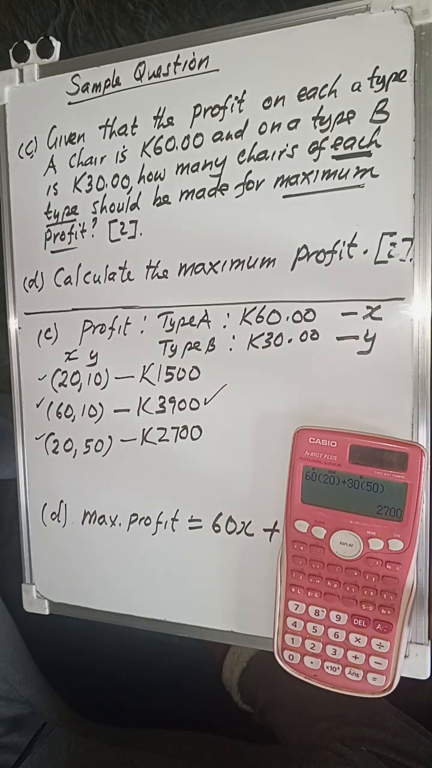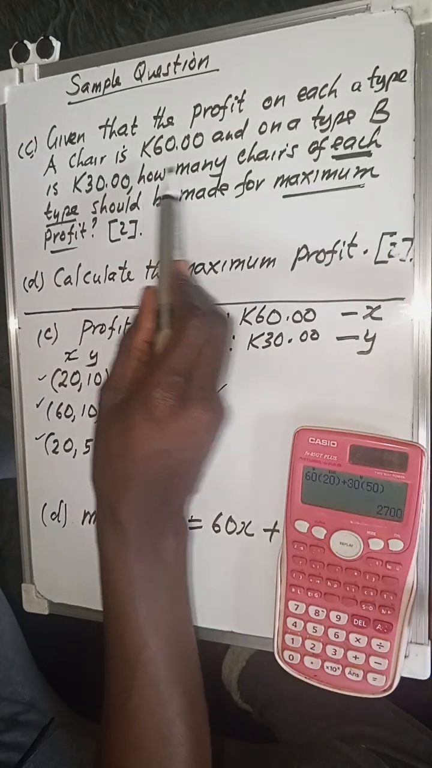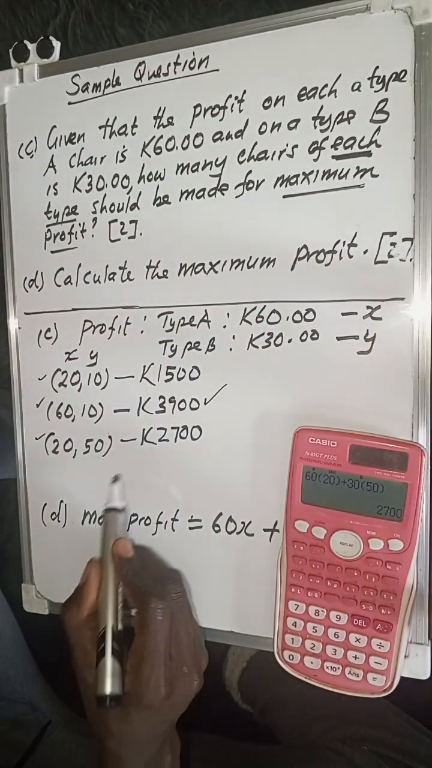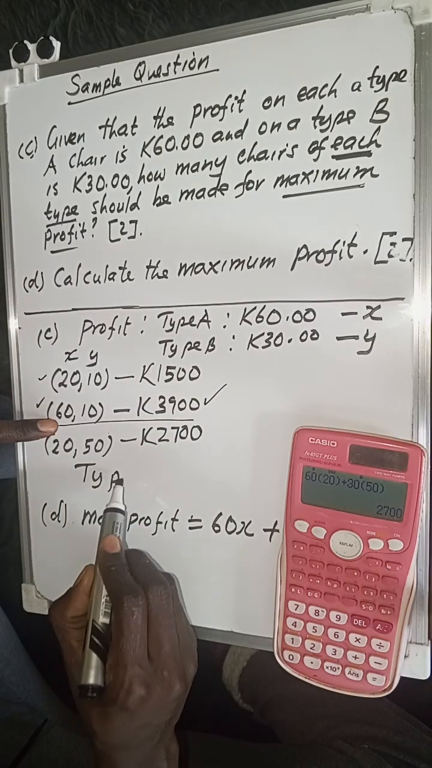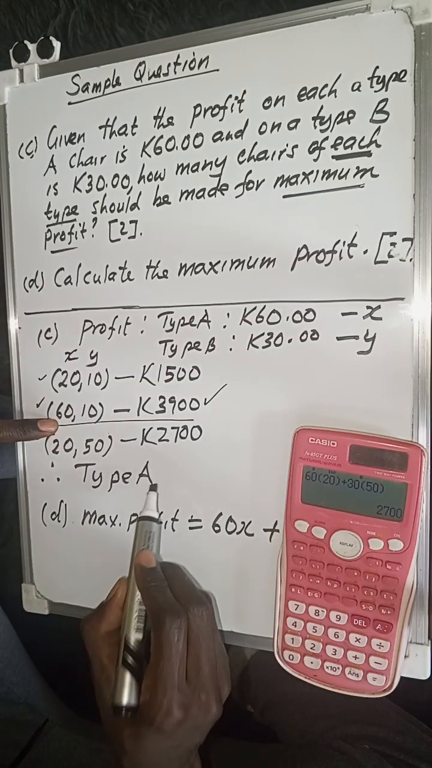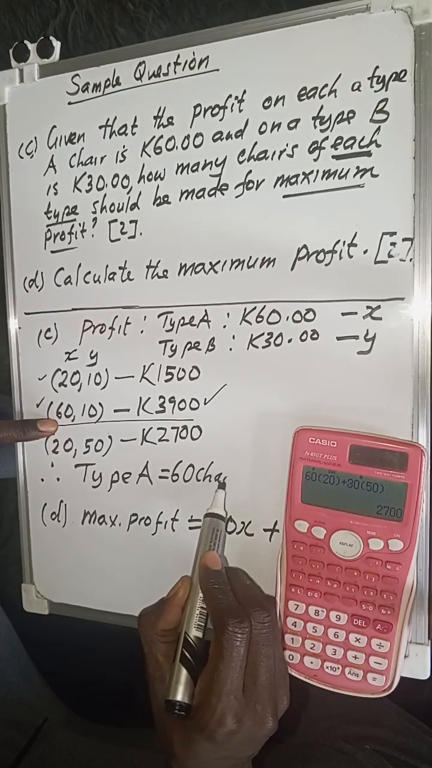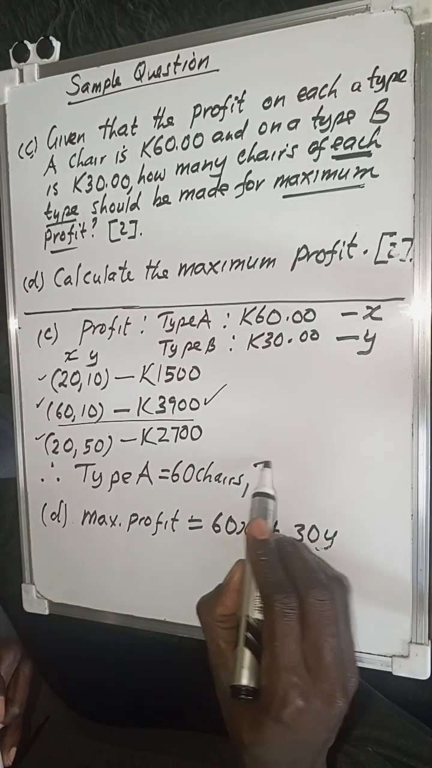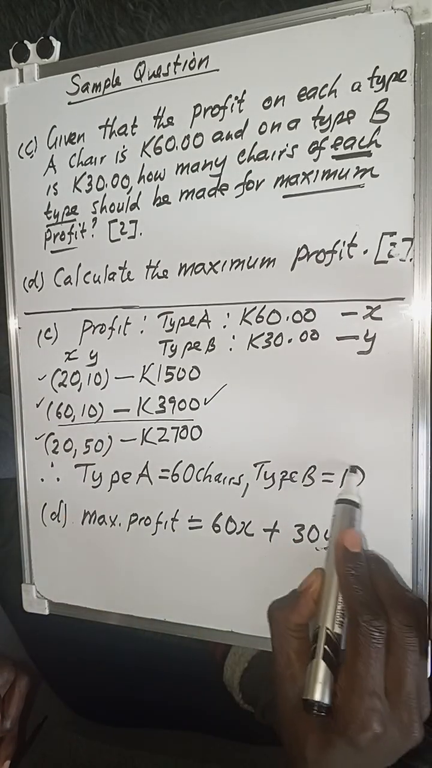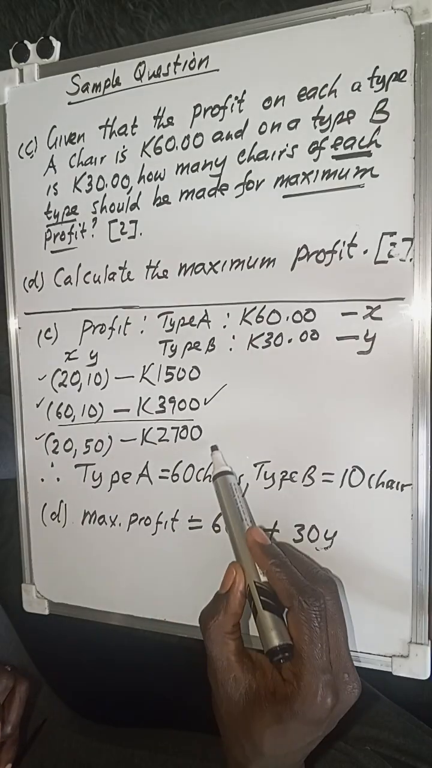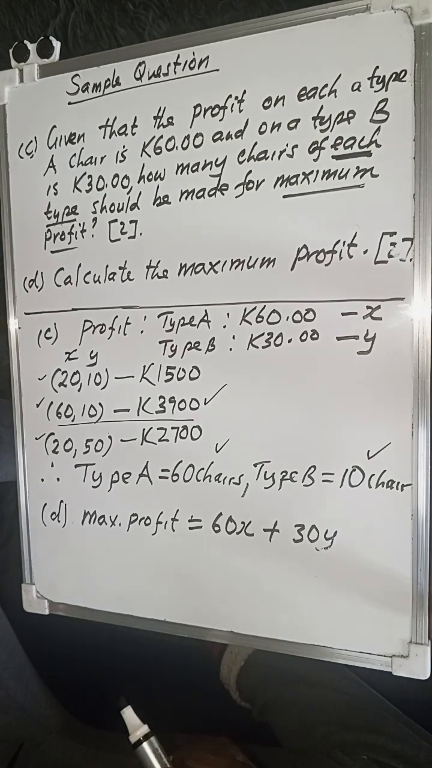Well, I can see in this case 3,900. So remember, the question was saying how many chairs of each type. So meaning, if this is giving me the maximum profit, it simply means that therefore, I can simply say that for type A, he needs 60 chairs, and for type B, then he needs how many? He needs just 10 chairs. So when he makes 60 chairs for type A and 10 chairs for type B, that is going to give him his maximum profit.